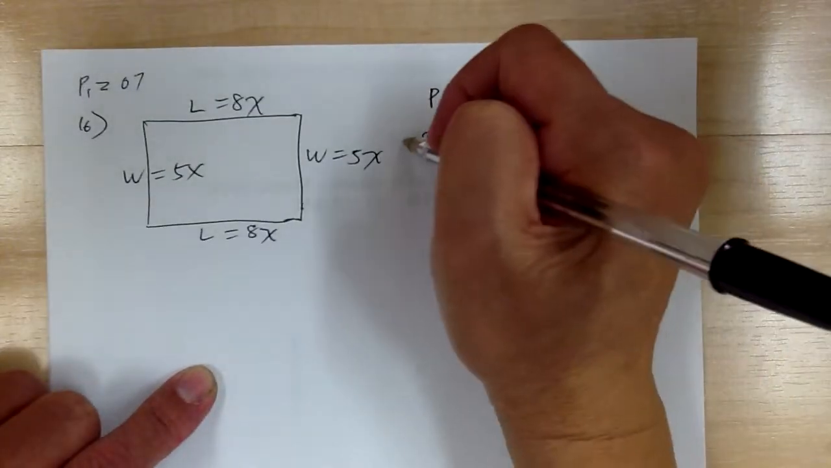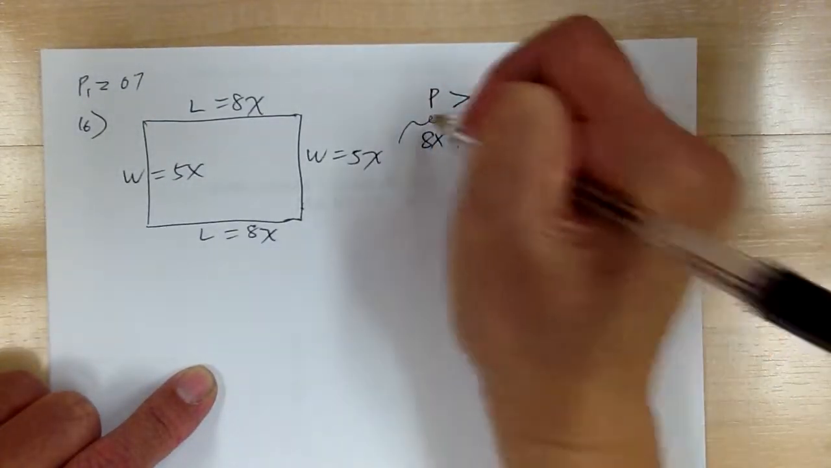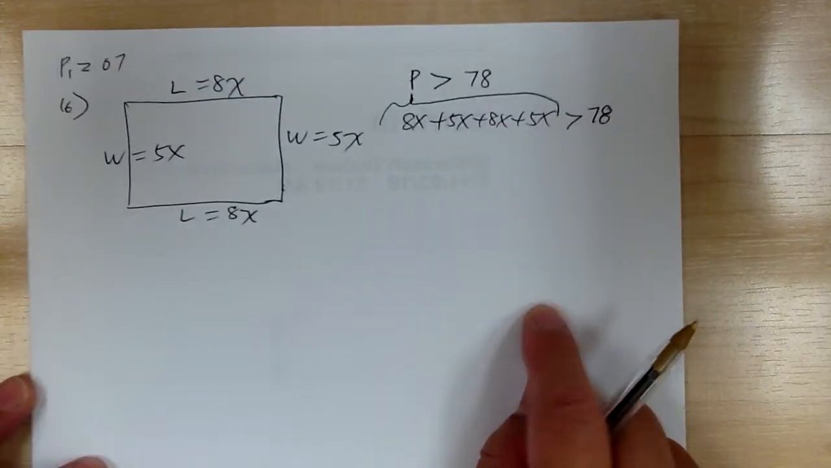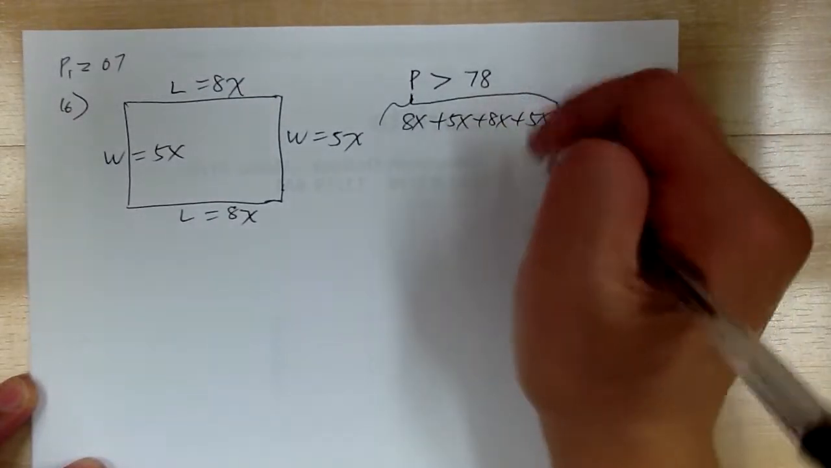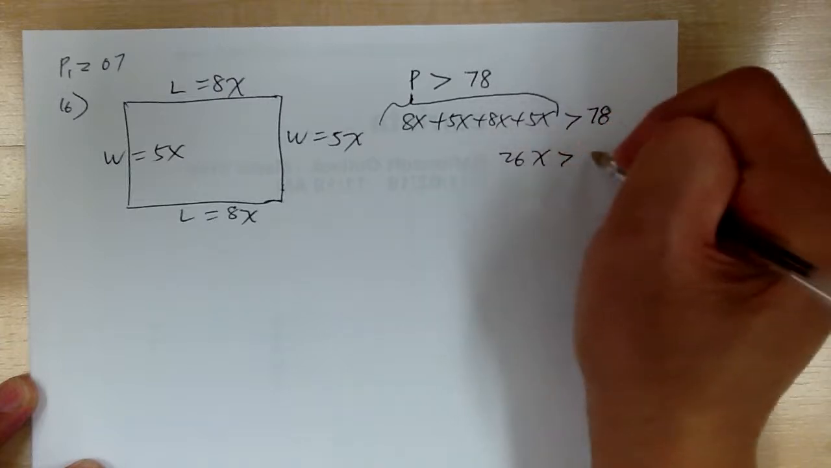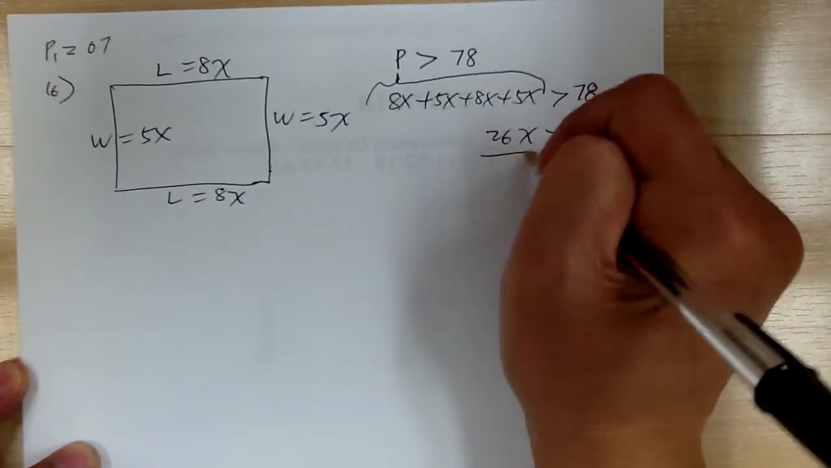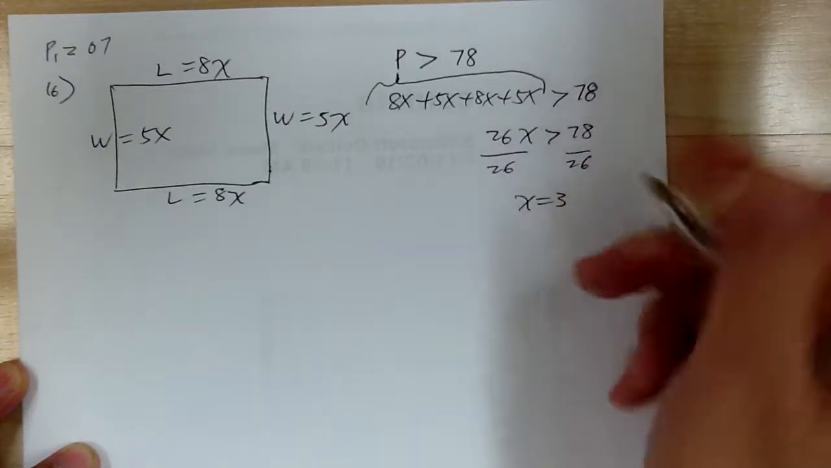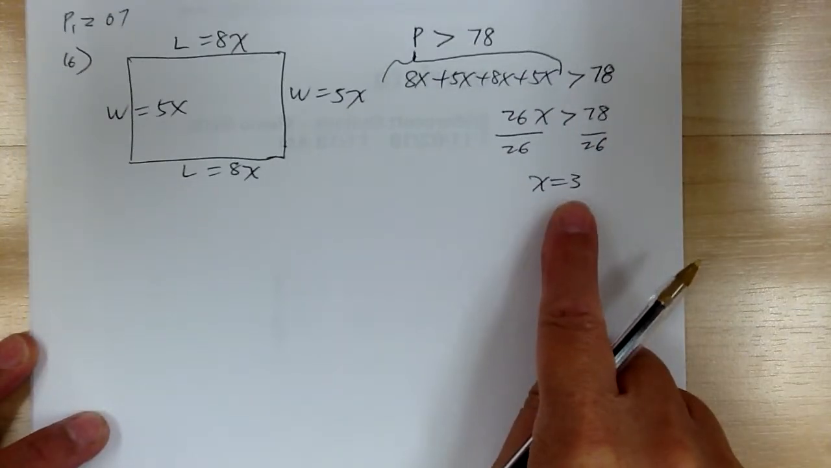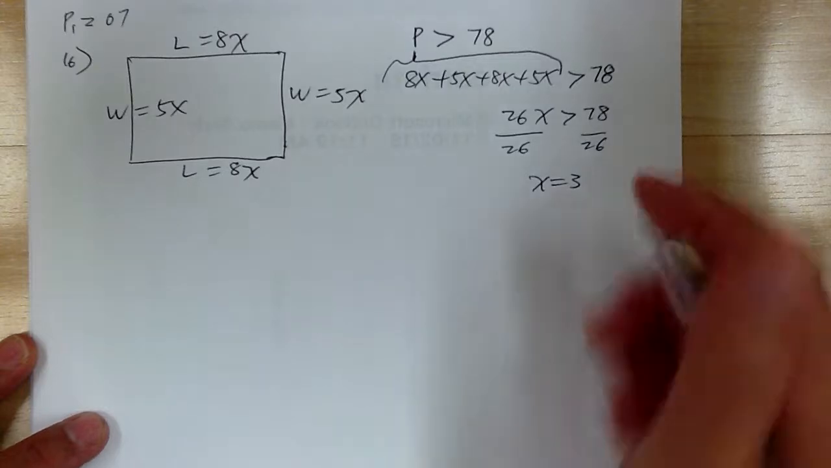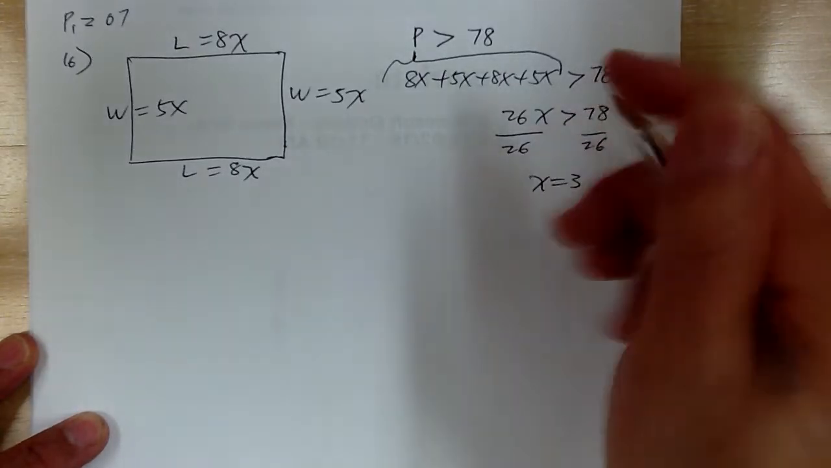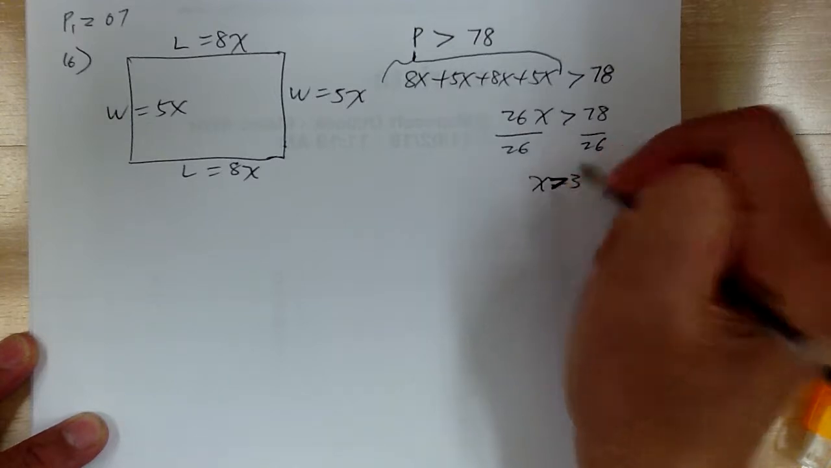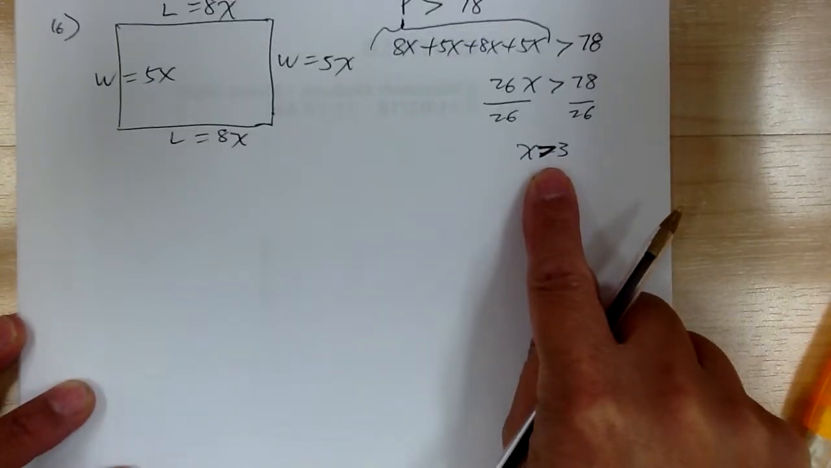So again, this whole thing is the P, the perimeter. So now you go and solve. So you've got 26x is greater than 78. Divide by 26, divide by 26. So x equals 3. Now, be careful. It's an inequality. So x is greater than 3, sorry about that. So you have to follow that.